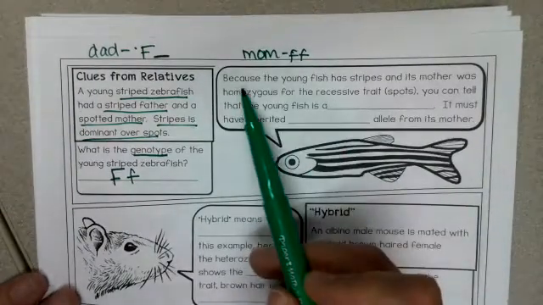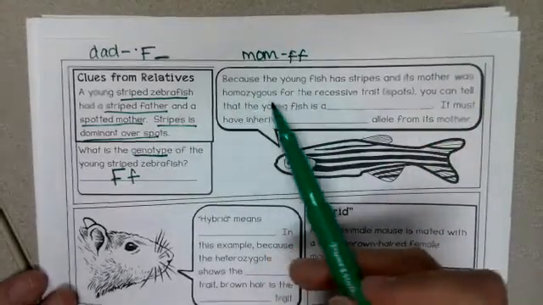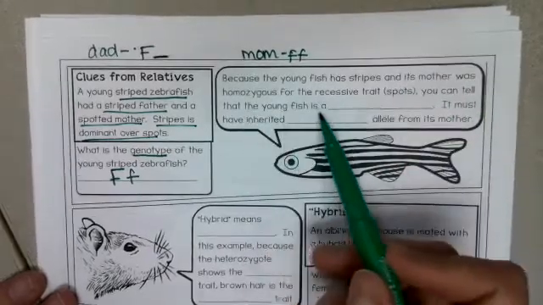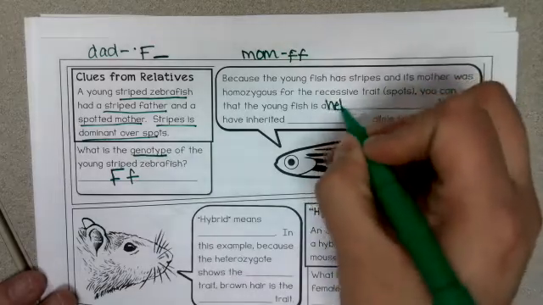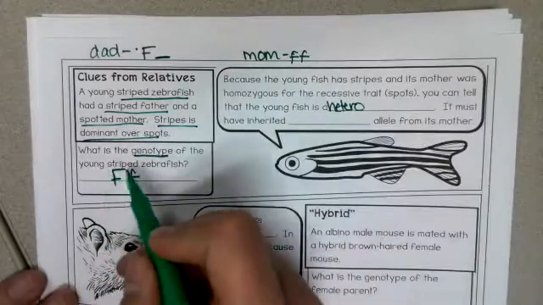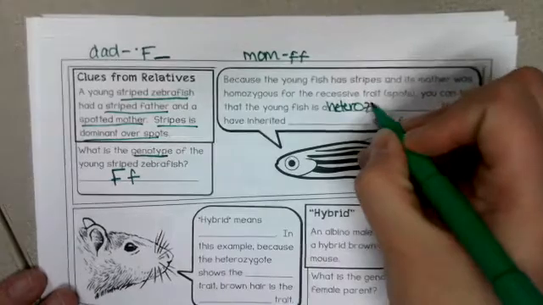All right, so moving on to here. Because the young fish has stripes and its mother was homozygous for the recessive trait spots, you can tell that the young fish is a heterozygote, right? Heterozygous means that we have opposite or different. So this fish is going to be a heterozygote.